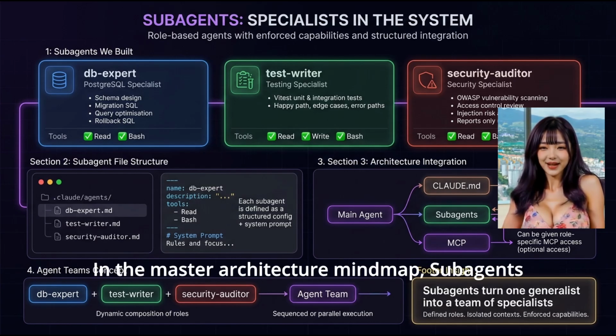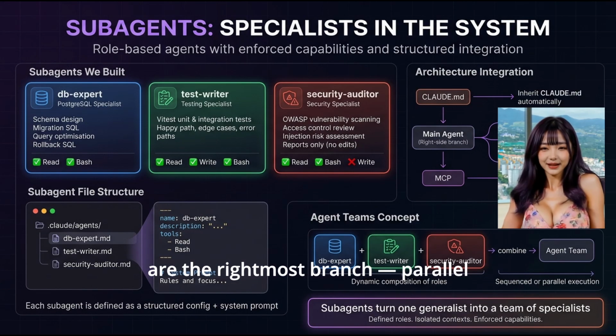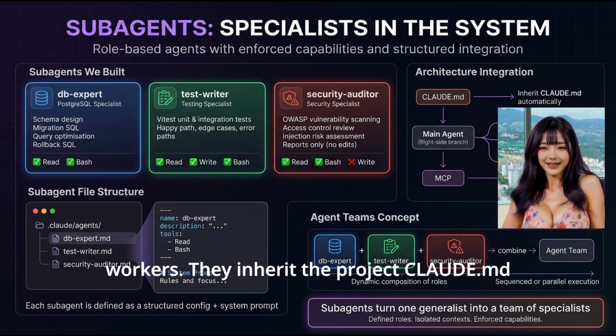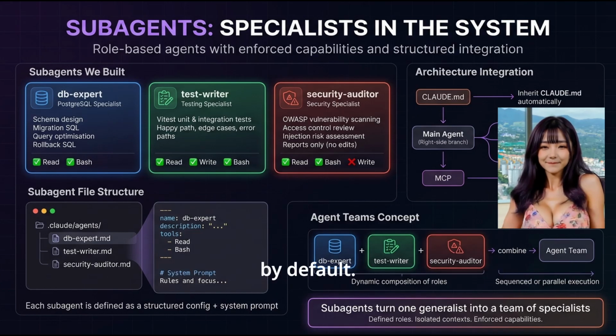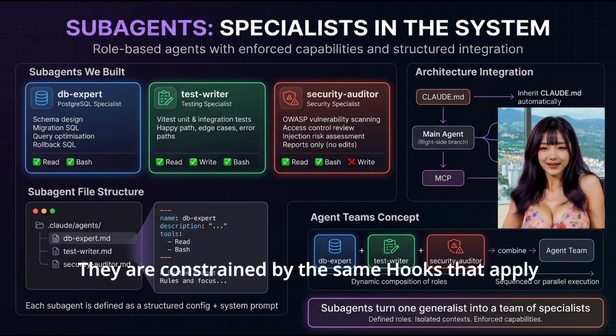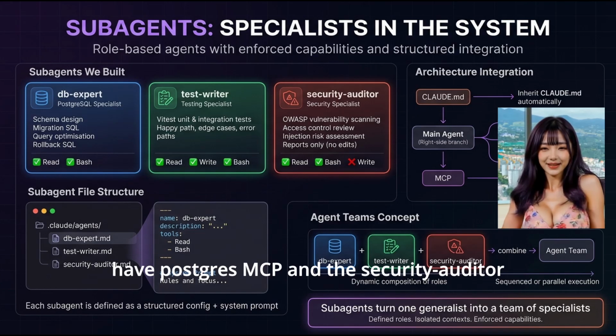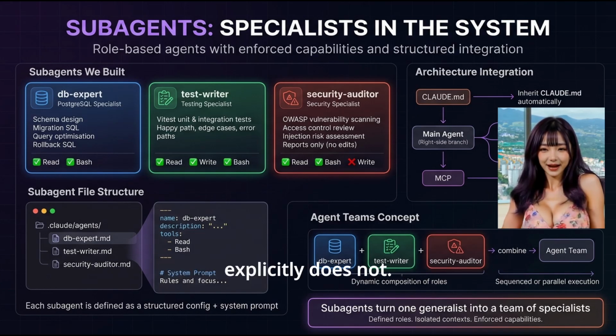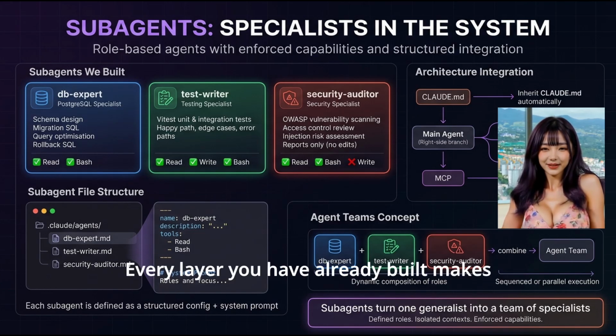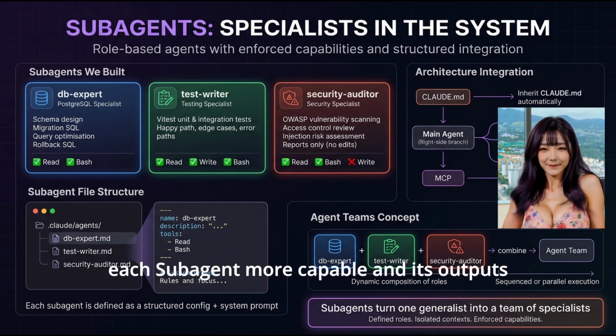In the master architecture mind map, subagents are the rightmost branch, parallel workers. They inherit the project CLAUDE.md by default. They are constrained by the same hooks that apply to the main agent. They can be given specific MCP server access. The DB expert can have Postgres MCP, and the security auditor explicitly does not. Every layer you have already built makes each subagent more capable and its outputs more reliable.